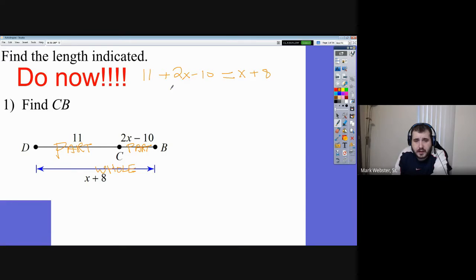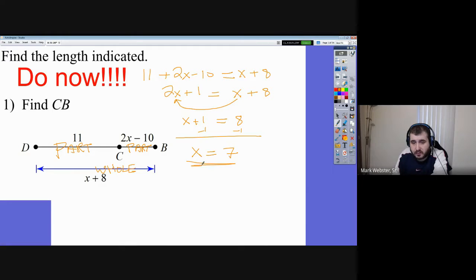All right, combine your like terms. 11 and negative 10 make 1. And then we're going to solve. We're going to subtract the x over to the other side. 2x minus x, so we've got x plus 1 equals 8 like this. Then we're going to subtract 1 from both sides, leaving us with x equals 7.